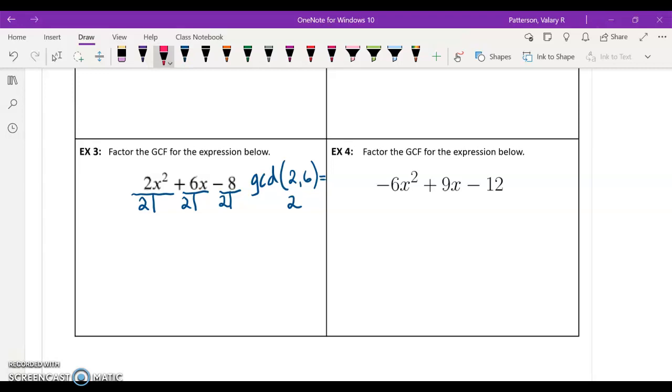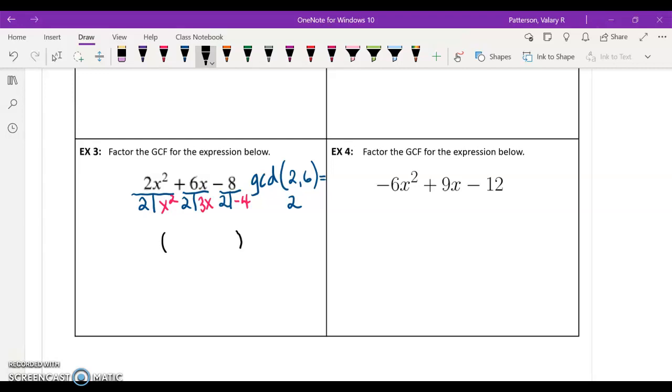If I divide 2x squared by 2, what do I have left? x squared, okay. If I divide 6x by 2, what do I have left? 3x, okay. And negative 8 divided by 2. This is when the negatives come back in when we're factoring out our GCF. Negative 4, perfect.